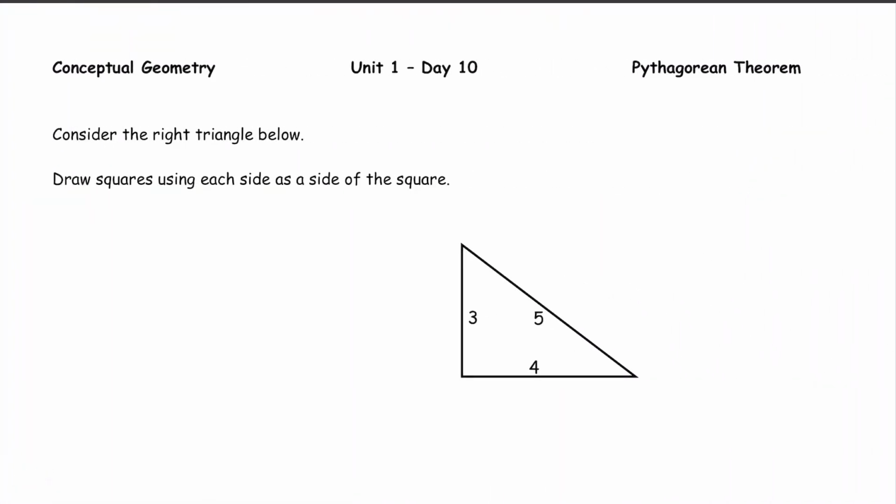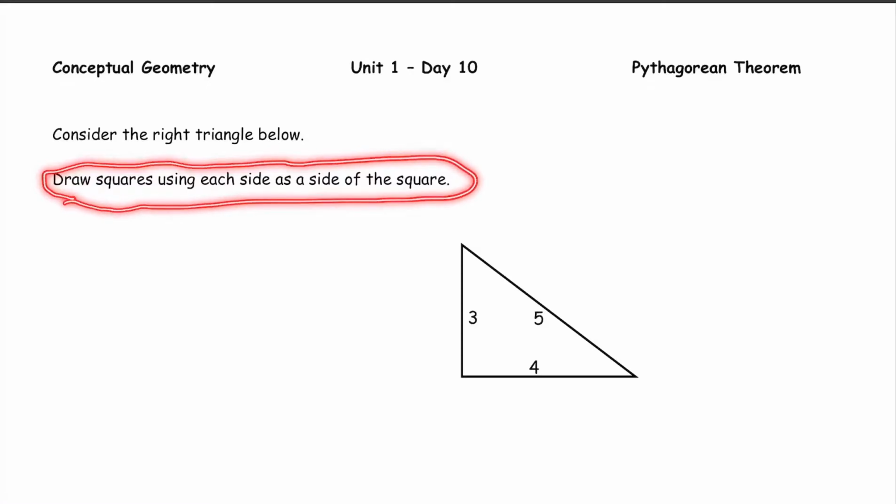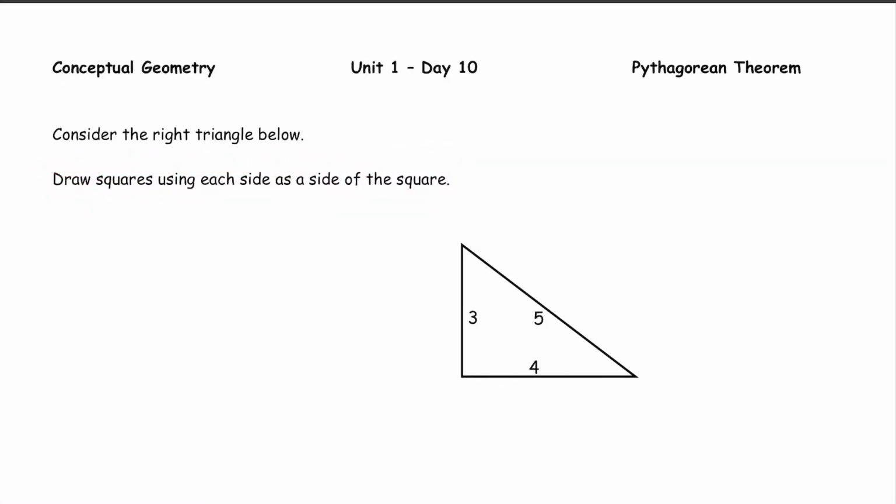Let's consider the right triangle below with sides 3, 4, and 5. And I'd like you to draw squares using each side as a side of the square. So let's see if I can do this here. If I pick the side of 3, I'm going to draw a square that has 4 sides of 3.